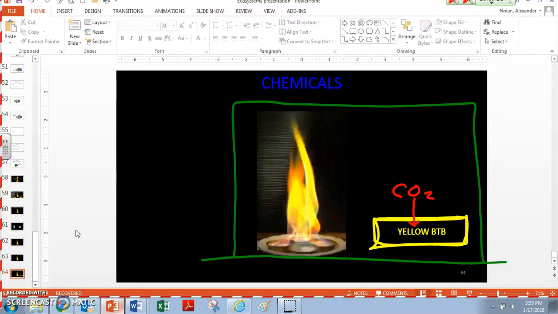And where did that CO2 come from? Well, the only place it could have come from was from the flame. So what this provides evidence for is chemical evidence that carbon dioxide came out of the flame, and that it turns the BTB yellow, and that's why it turned yellow.